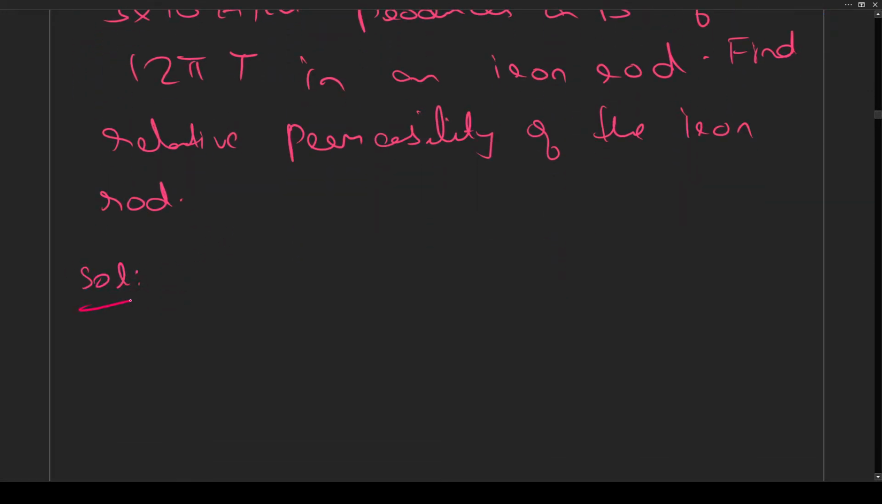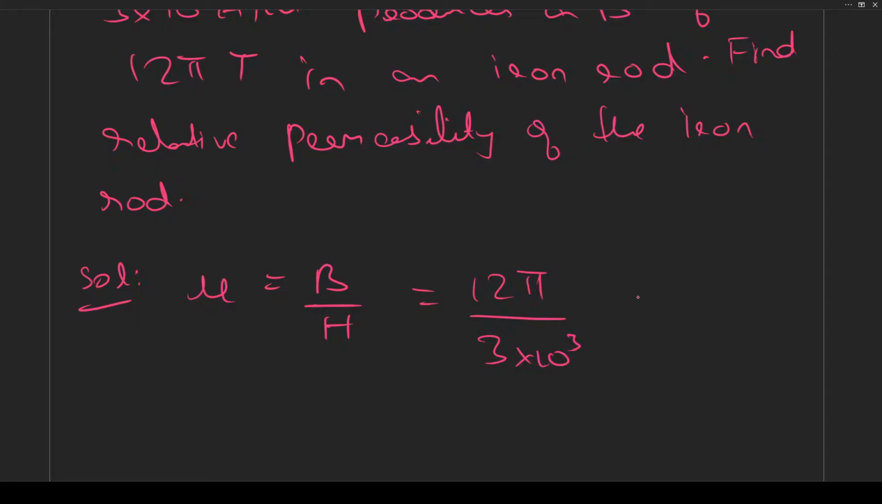Solution: mu is equal to B by H, where B gives the total magnetic field produced by the iron rod, which is 12 pi, a very large magnetic field, divided by 3 into 10 power 3, which is equal to 4 pi into 10 power minus 3.